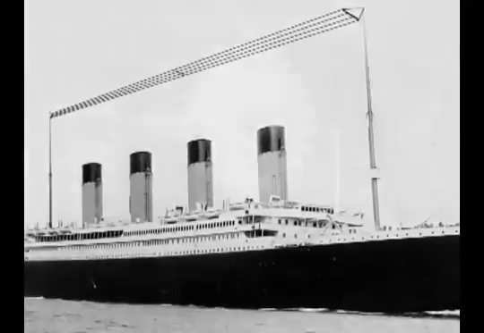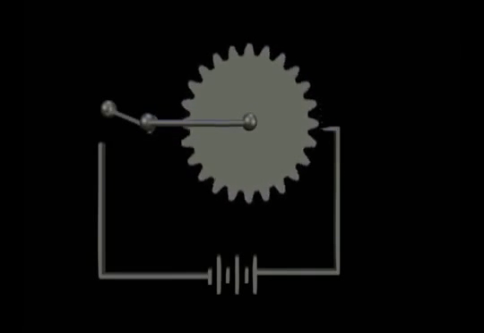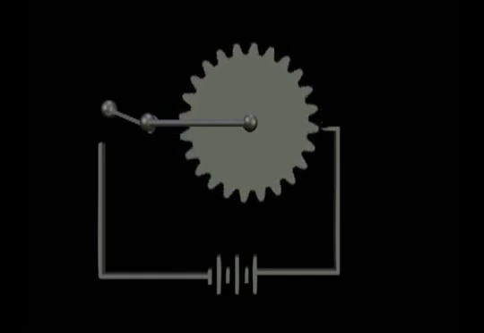A rotating disc with conductive bumps on it was used to make and break the circuit at a high rate, transmitting a low-frequency buzz when the key was pressed. The operator used the key to control current flow to the disc, transmitting the dots and dashes of Morse code.